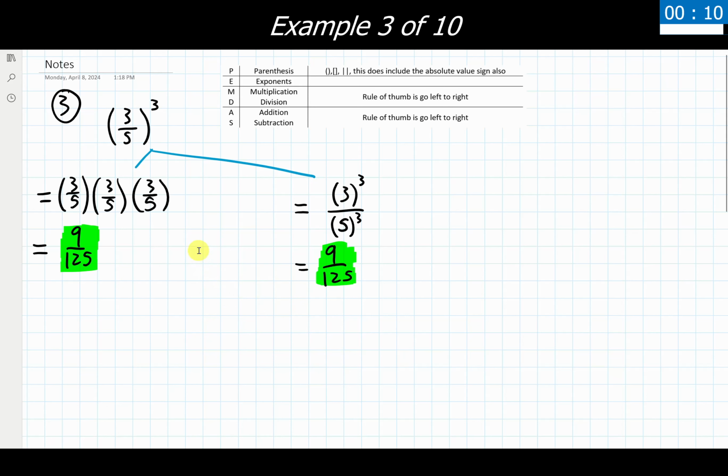And again, if you are in my class and you're watching this video, either of these methods are perfectly acceptable as far as I'm concerned for showing your work and getting to the final answer.